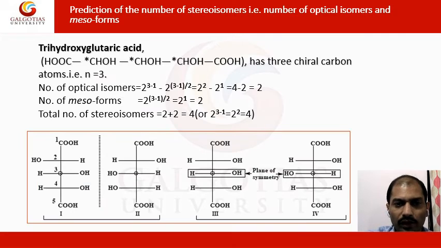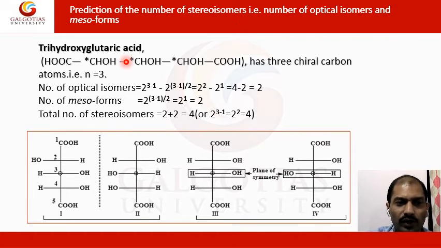Here is another example. In the previous slide we saw a molecule having two chiral centers, but here we can see there are 1, 2, 3 chiral centers. So look at what happens when the molecule has three chiral centers.